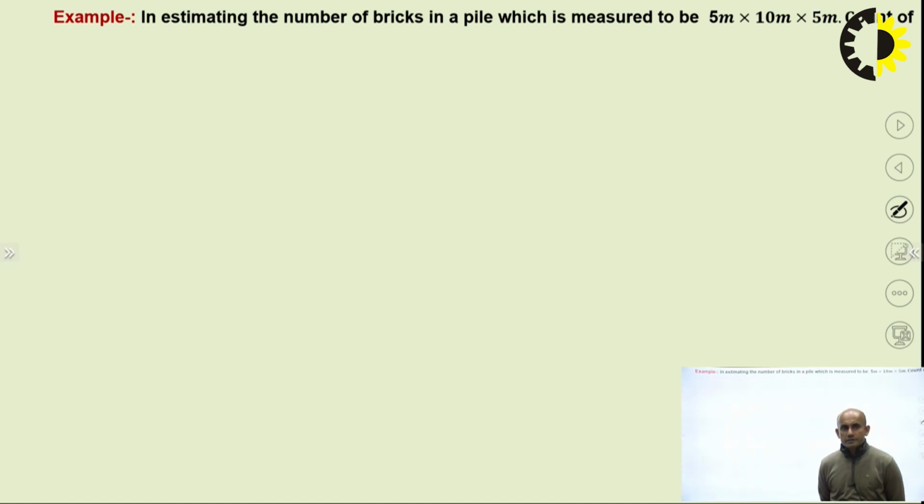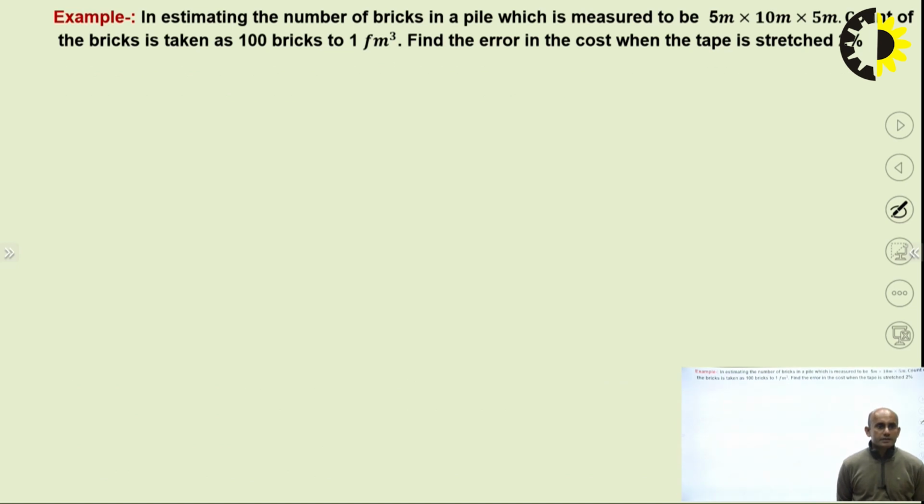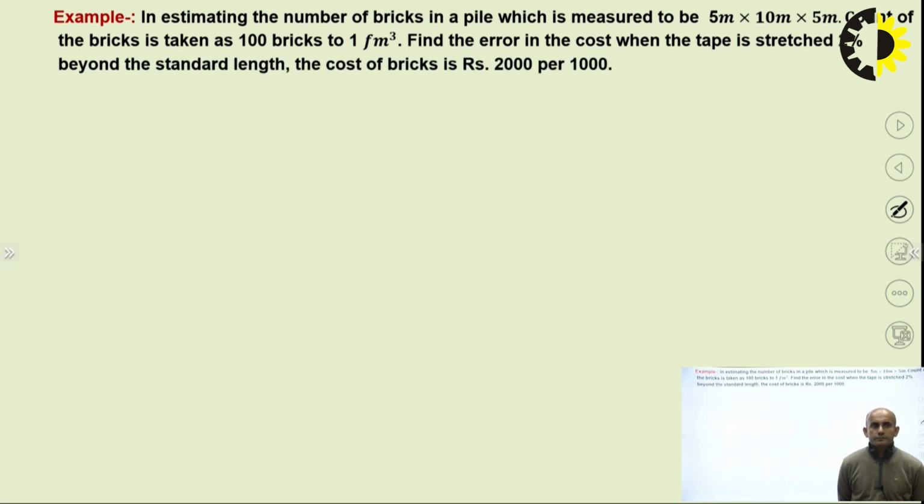Now we have one more question here. In estimating the number of bricks in a pile which is measured to be 5 meter by 10 meter by 5 meter, and the count of bricks is taken as 100 bricks in 1 meter cube, we have to find the error in the cost when the tape is stretched 2% beyond its standard length. The cost of bricks is given to us, and this is rupees 2000 per 1000 bricks. So here we have to find the error in cost. If we stretch any tape by 2% or 1%, then what will be the error in cost?